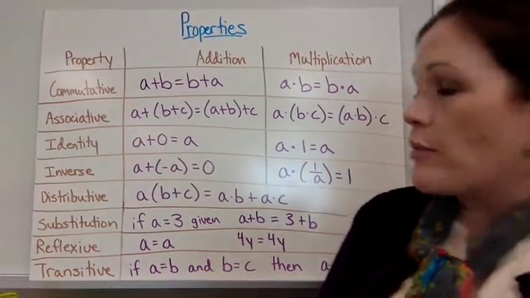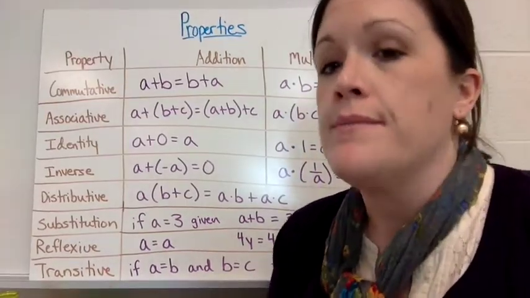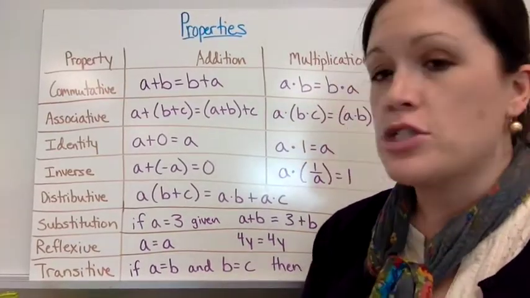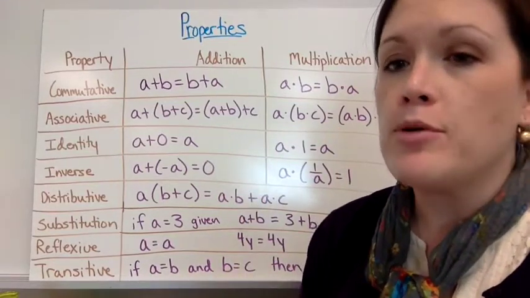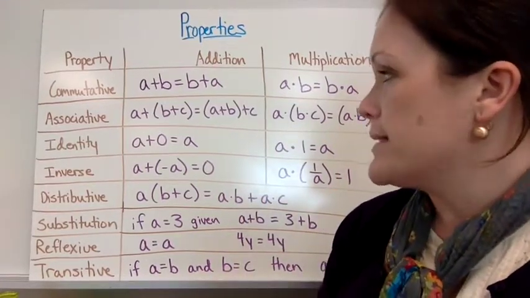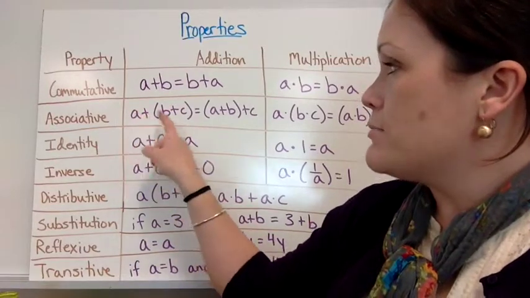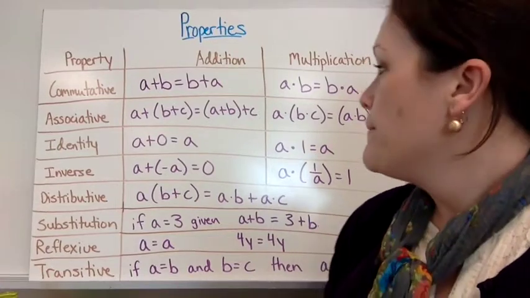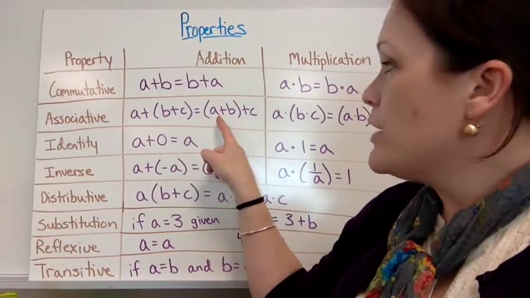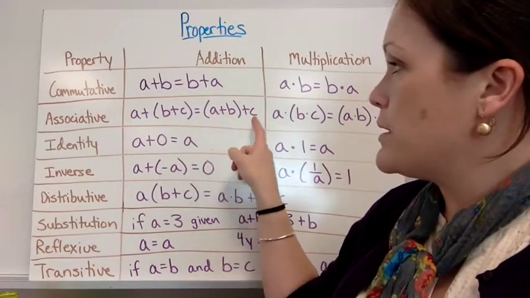The next major property is the associative property. So when we're adding, think about associating is when things are grouped together. Like when you associate with people, you're usually in a group of people for some reason. So we have a plus (b plus c), where b plus c is grouped together. It would not make a difference if we regrouped it as (a plus b) plus c.